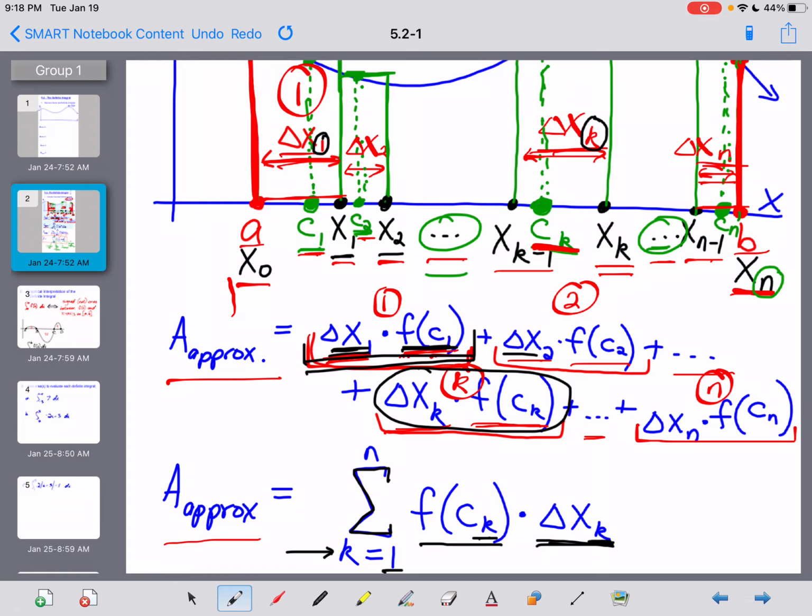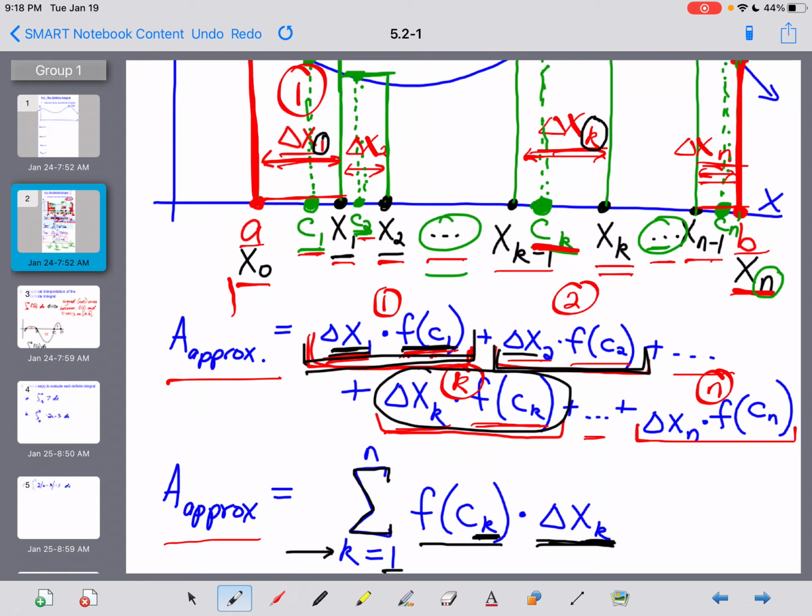What do we do after that? After you've let k equal 1, now you increase k by 1 integer each time. So next you'd put in a 2, and the area of the second rectangle would be f of c sub 2 multiplied by delta x sub 2, and that would get you this expression right over here.